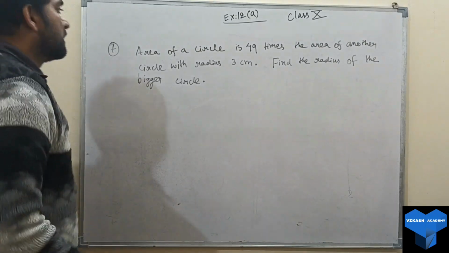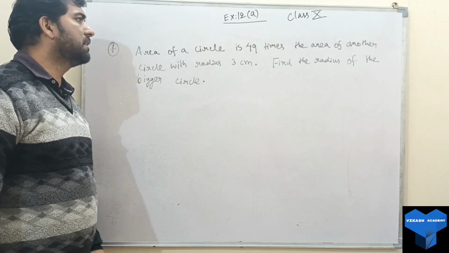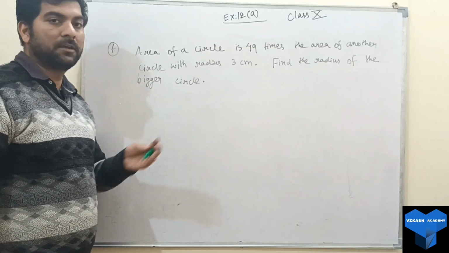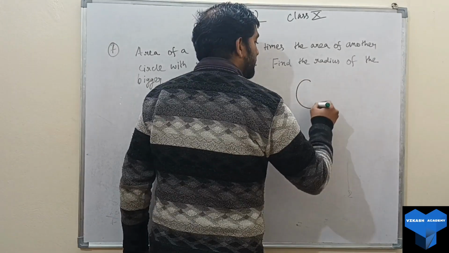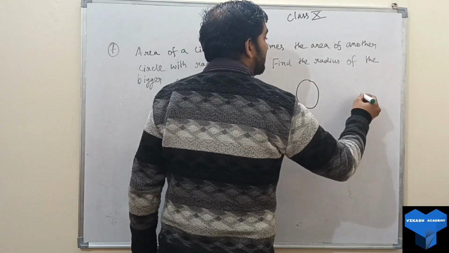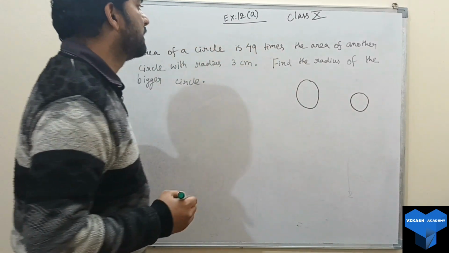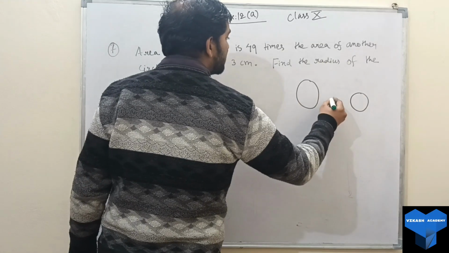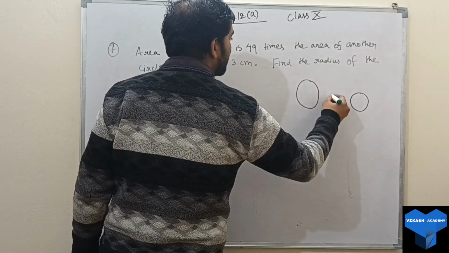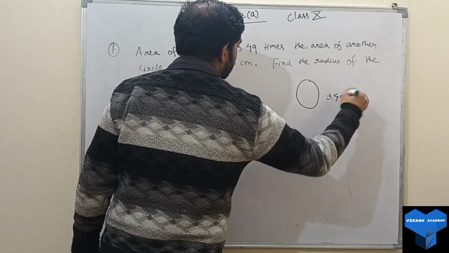Okay, so we will continue with question number 7. We have: the area of a circle is 49 times the area of another circle. So here there are two circles, one circle and another circle. It's given that the area of one circle is 49 times, so the area of this circle will be equal to 49 times the area of this circle.